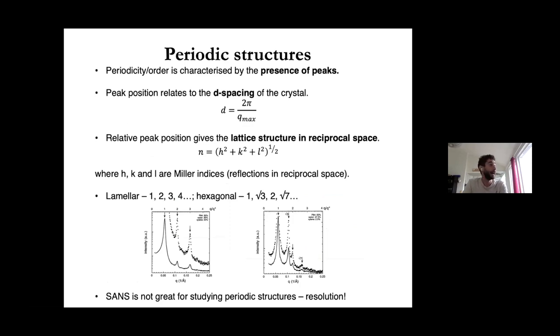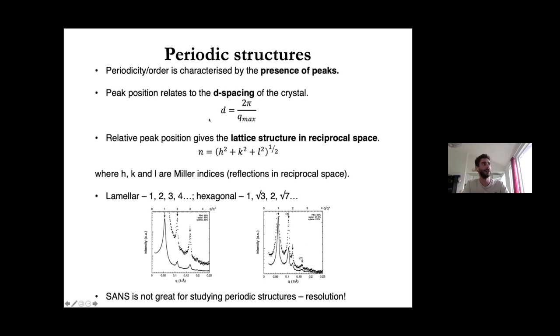The next type of analysis is useful when you have peaks in your data. I have a disclaimer here, which is that small angle neutron scattering is not great for studying periodic structures, because we have a resolution limitation. The lower the resolution, the more smeared these peaks will be, and the more difficult it will be to identify them and find out where they are. But you can still find some peaks in SANS data, even more if you use an instrument or a configuration with very good resolution. But this is normally performed using small angle X-ray scattering.